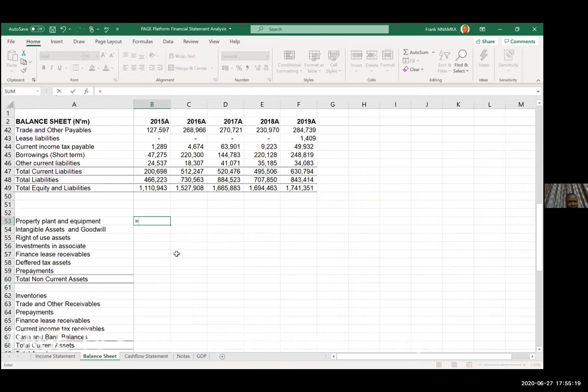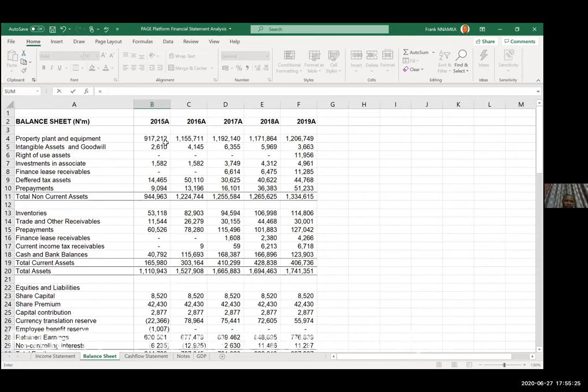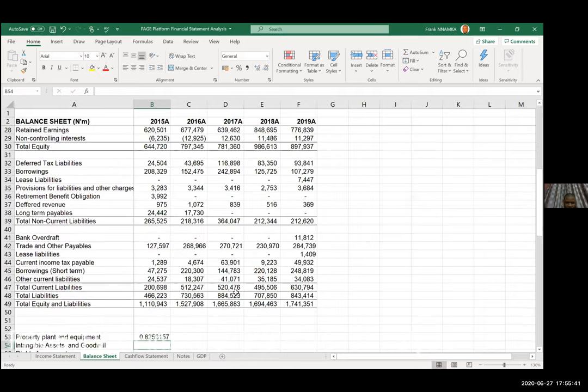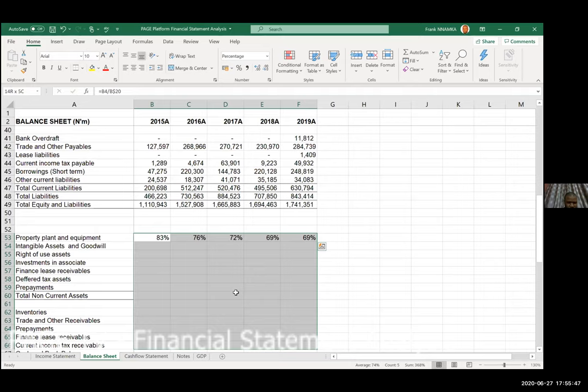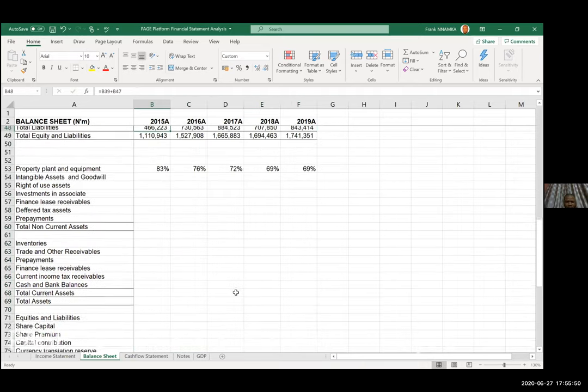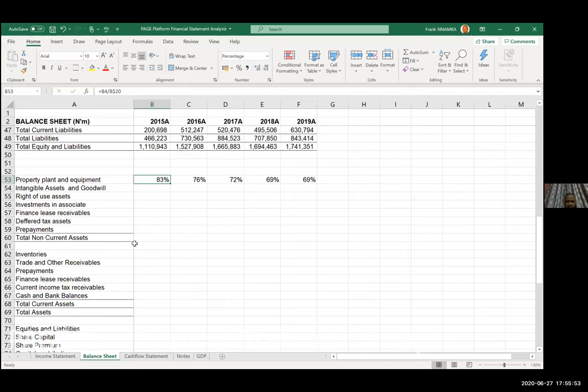So what we should be doing as usual is our PPE. For common sizing a balance sheet, you use total assets to common size every other item of the financial statement. So I'll be doing PPE divided by our total assets, which is here. As usual, I'll have to lock it in order not to move those numbers, right? So to do this, I'll just drag down. Before I drag down, I just thought about something. By dragging down, I'll be having errors in some places like this. Something like 0.05. No problem. Let's drag down then and see what happens.